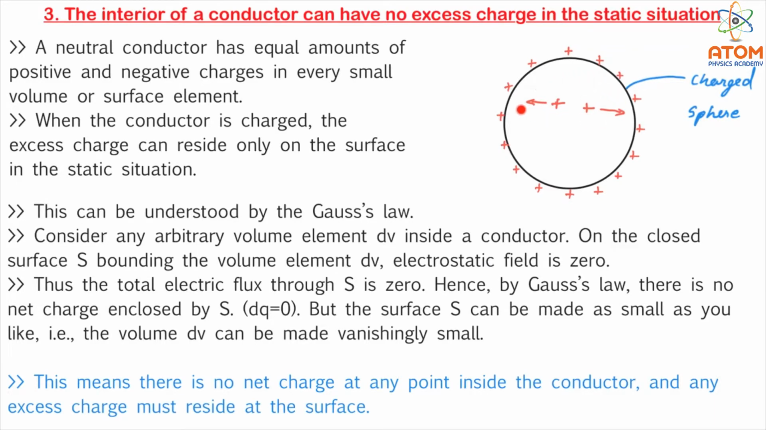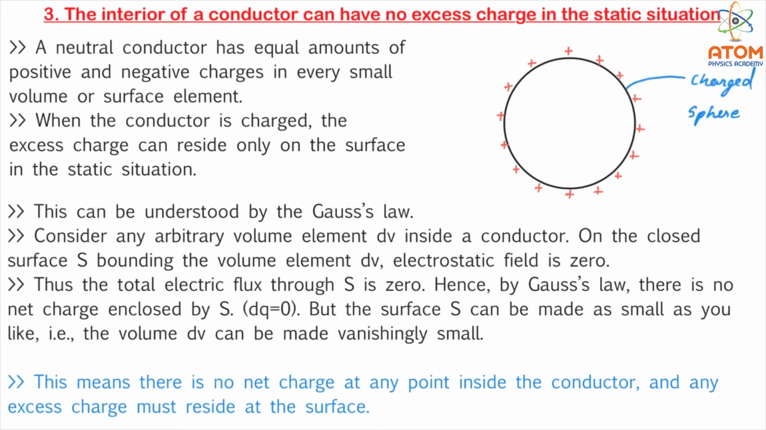But here this is a conducting sphere. That's why due to this repulsion, this charge will move and will reach the surface. So that way we can understand all the charges will have a repulsive force between them, and that's why all the charge will try to move on the surface only, and that's why there is no charge possible inside this sphere or inside any conductor. This is one way of solving this question.